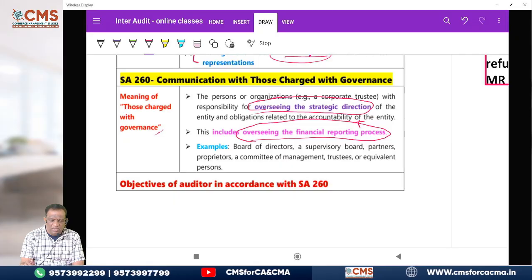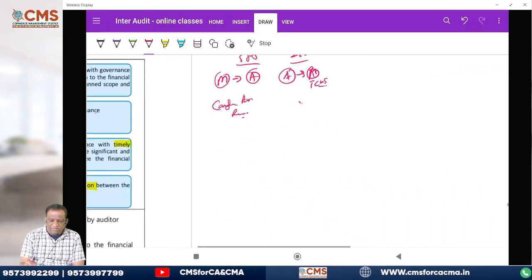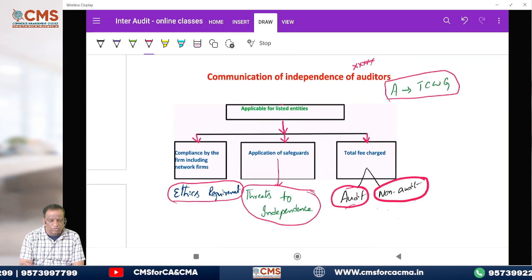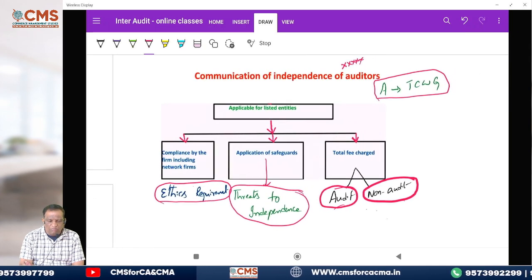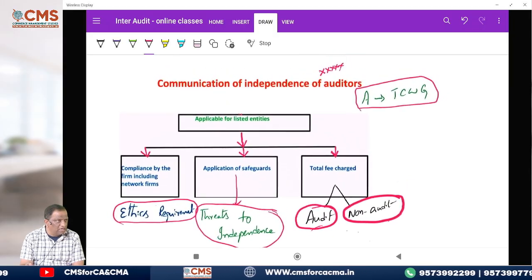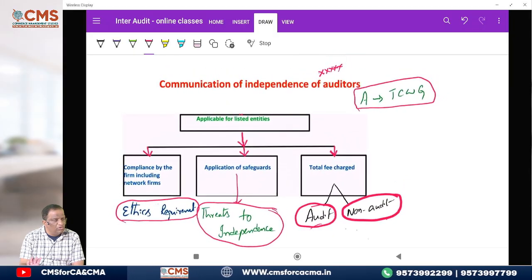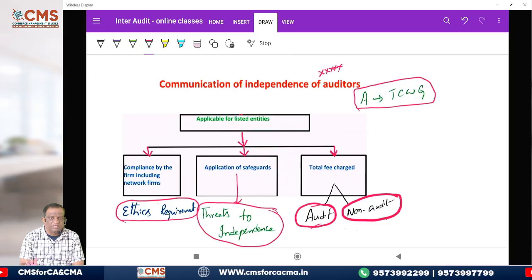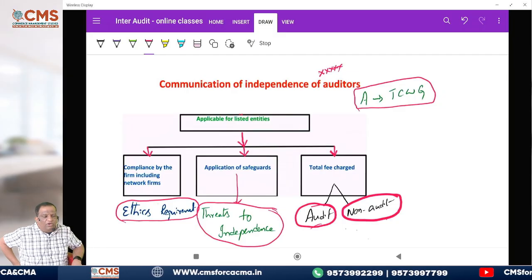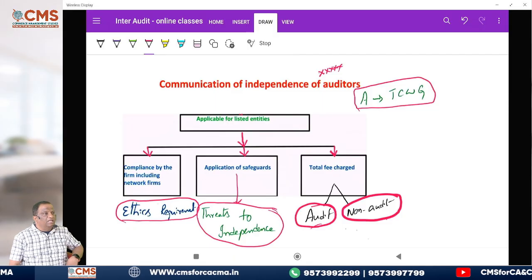SA 260, communicate with those charged with governance and all this. In this, there is only one small important amendment in SA 260. The amended content he has added. This is a new one. This is the only one you may get under SA 260. That is the communication of, this is an important one, and this is the latest change.